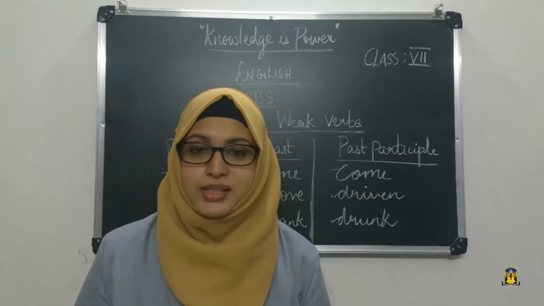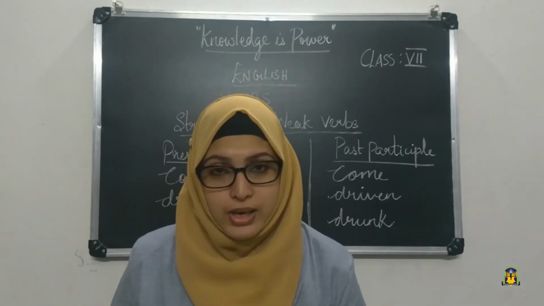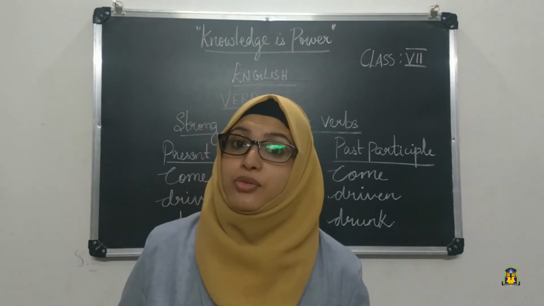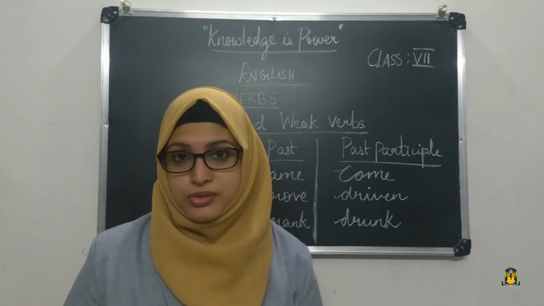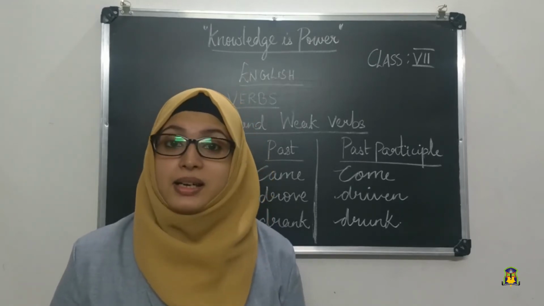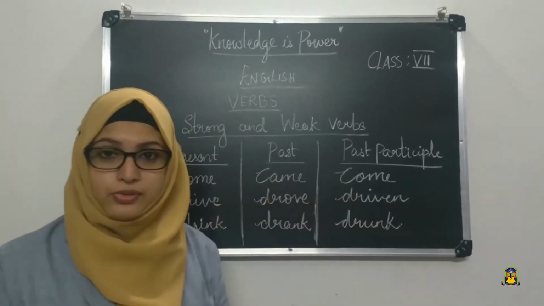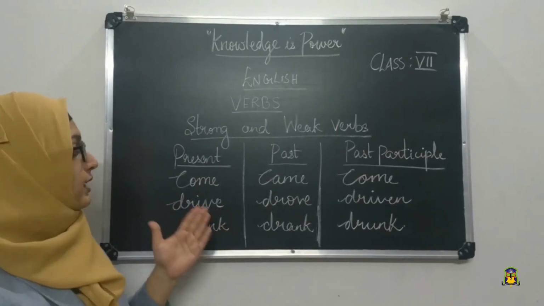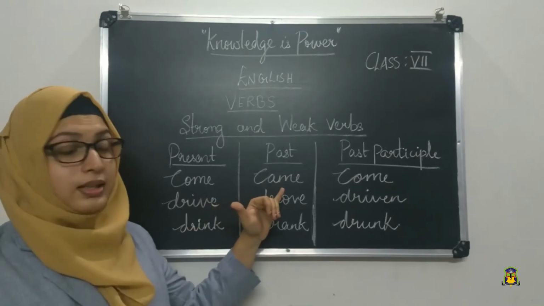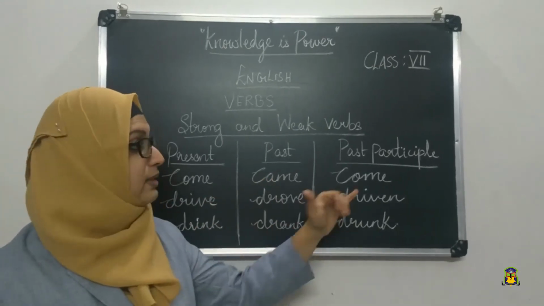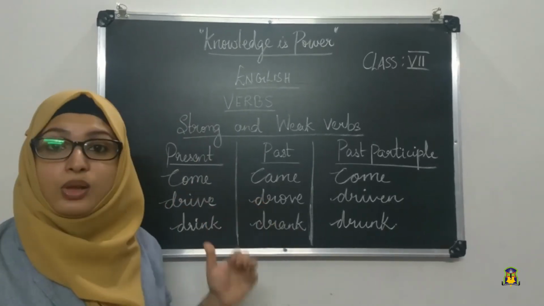Next topic we are going to see is strong verbs and weak verbs. Before moving to what strong verbs and weak verbs are, we need to know the three forms of verbs. You would have studied in your lower classes itself, isn't it? There are three forms of verbs. They are present, past and past participle form. Here you can see present, past and past participle form I have written. See the example given, come, came, come. Here, come becomes came in past tense, and in past participle form it is come. So O changed to A, so there is a change in the vowels.